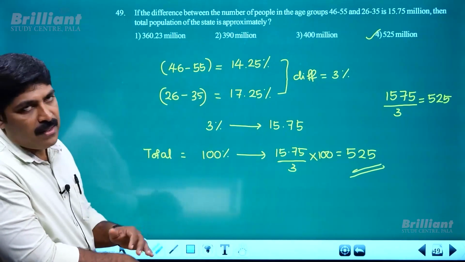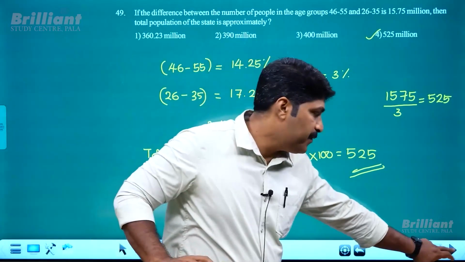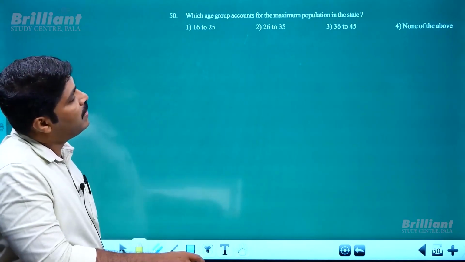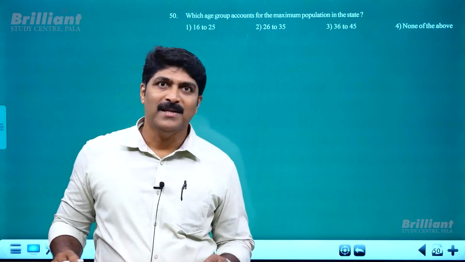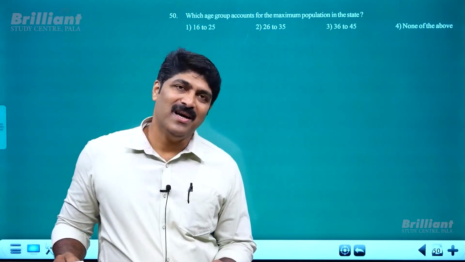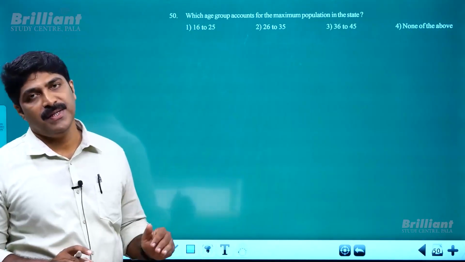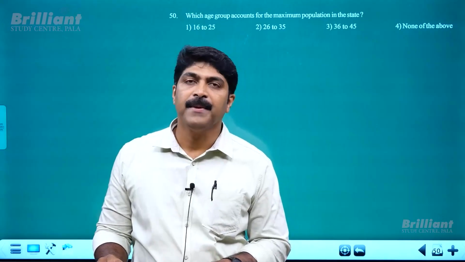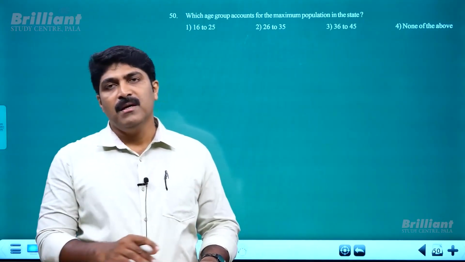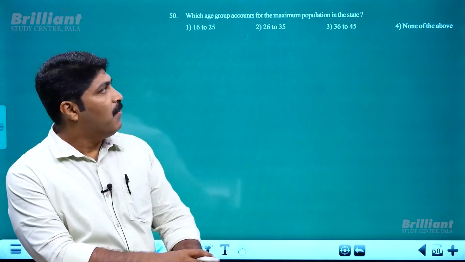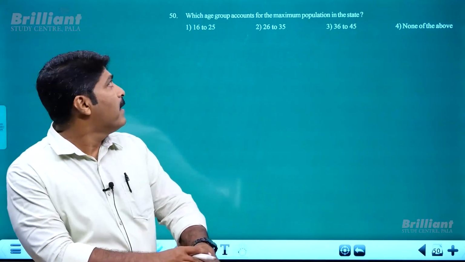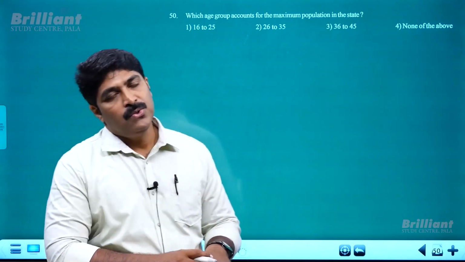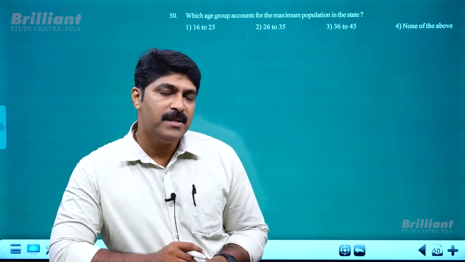And finally, the final question of this set of quantitative aptitude is this one. Which age group accounts for the maximum population in the state? It's a very simple question. So if you are still facing difficulties in the questions we discussed up to question number 49, at that time also, students will get a favorable chance here. While reading the question itself, you will get the idea. Which age group accounts for the maximum population in the state? So here, never misinterpret the question.